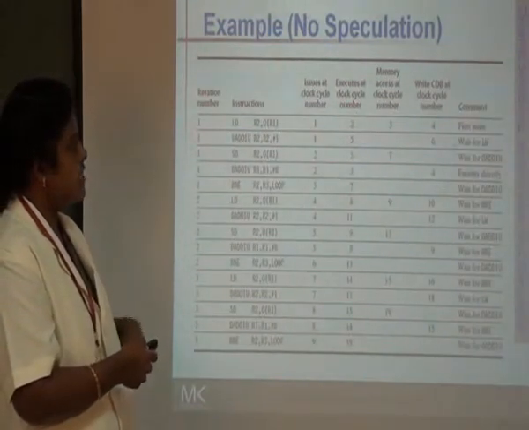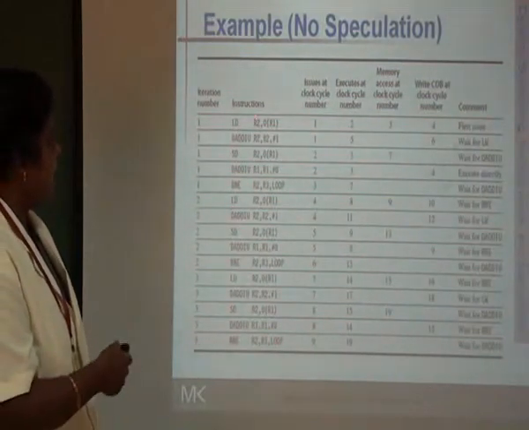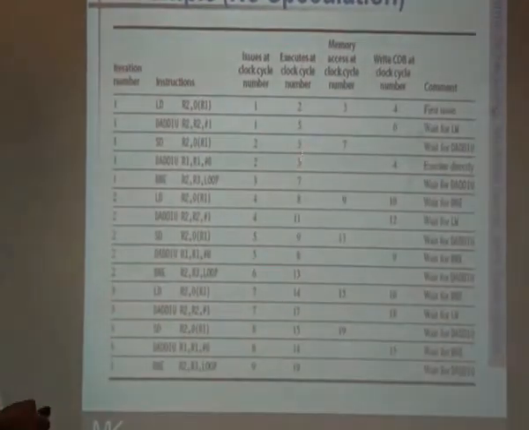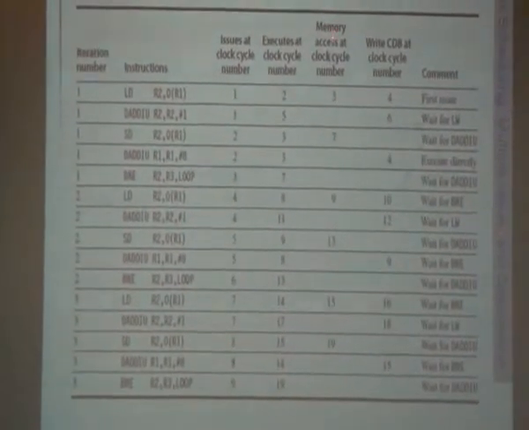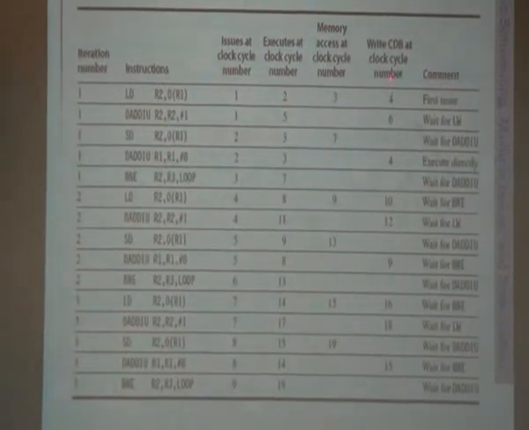So here we do not have any speculation at all. The instructions are being taken here, and for all these instructions, we see at what clock cycle they are issued and executed, in which clock cycle you access the memory when you have the load operation, and when you write the data into the common data bus. All these things are explained with respect to the clock cycles, and here we are just skipping this slide because it tells you about the clock cycle numbers only.